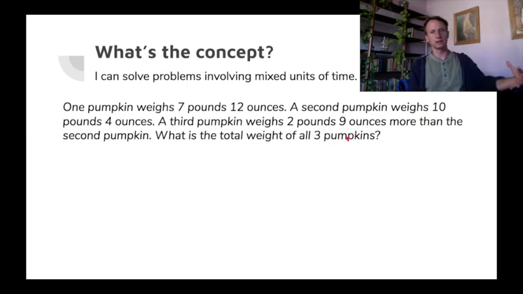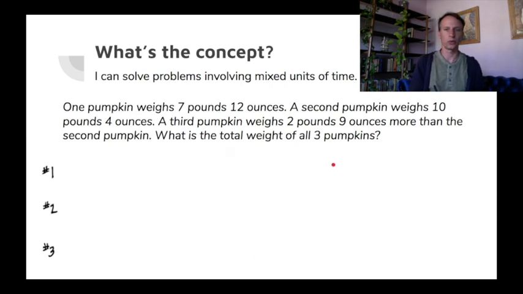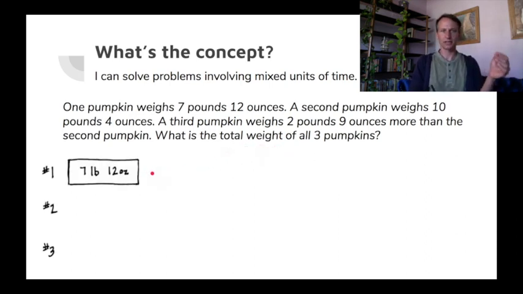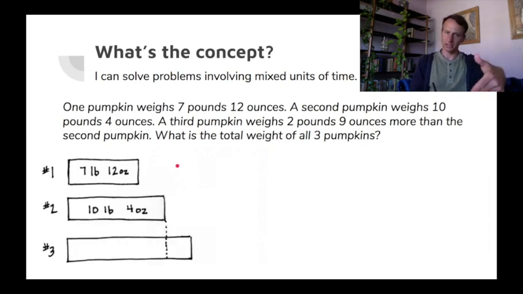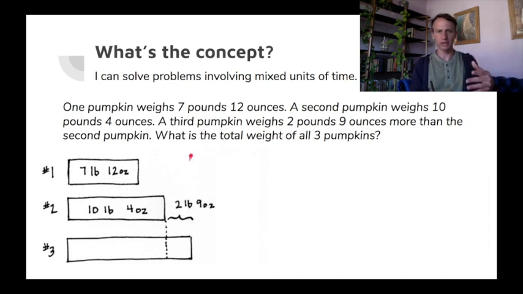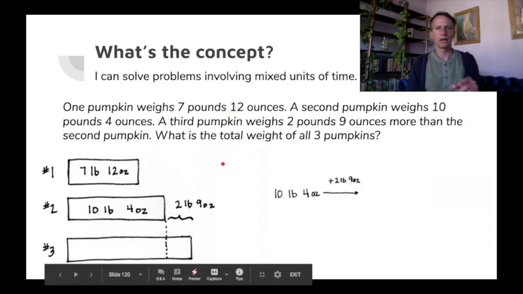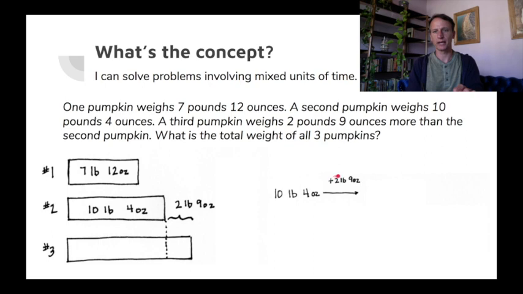And again, we want a total here. So total weight on all 3 pumpkins. First one, 7 pounds, 12 ounces. Second one, 10 pounds, 4 ounces. Third one, again, is going to be a little bit more, 2 pounds, 9 ounces more. And I don't, but I should have a bracket here. So let's find out pumpkin 3 first, okay? Take the 10 pounds, 4 ounces, add the 2 pounds, 9 ounces.